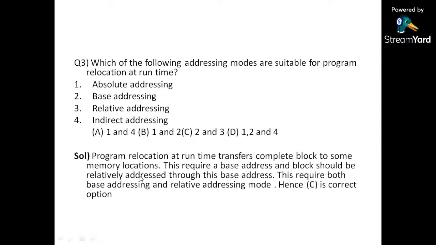What are the addressing modes that will be required for this particular thing? First option is 1 and 4. What is 1 and 4? Absolute addressing and indirect addressing. Option B is 1 and 2, absolute and base. C is 2 and 3, that is base and relative. And D is 1, 2, and 4, meaning absolute, base, and indirect addressing mode.